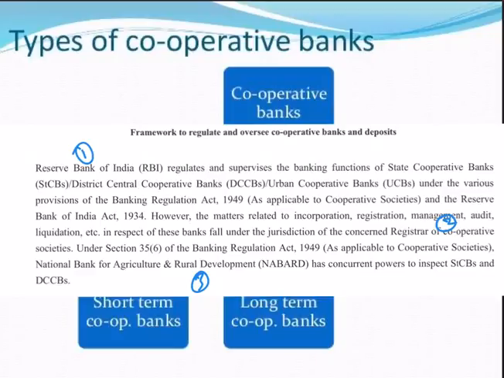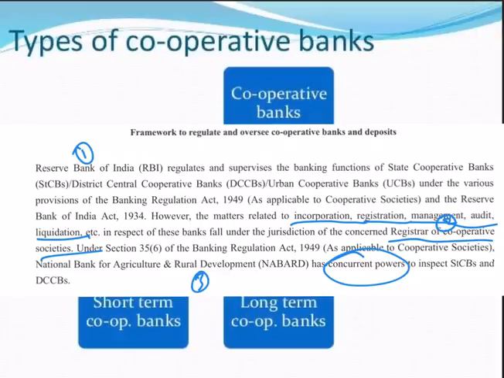But various matters related to the incorporation, registration, management, audit, liquidation, etc. in respect of these banks fall under the jurisdiction of the concerned Registrar of Cooperative Societies. This is why we say the cooperative banks are under dual regulation. And further, as per Section 35 Clause 6 of the Banking Regulation Act of 1949, NABARD, that is the National Bank for Agriculture and Rural Development, has concurrent powers to inspect state cooperative banks and district central cooperative banks.